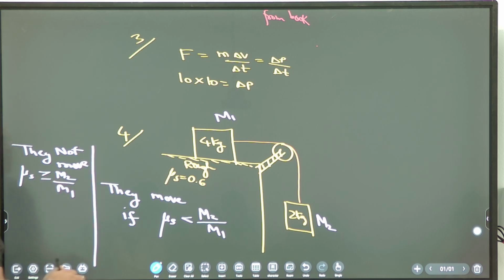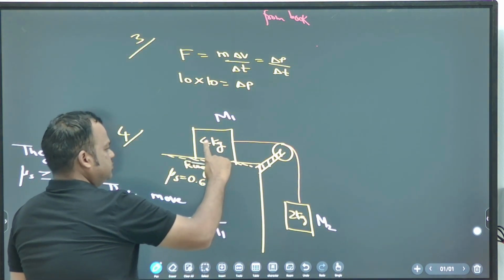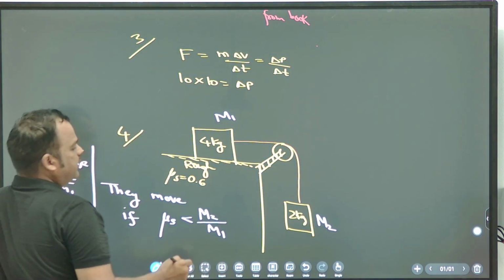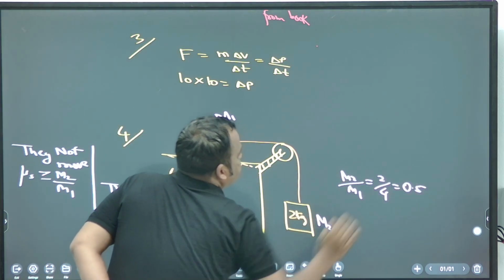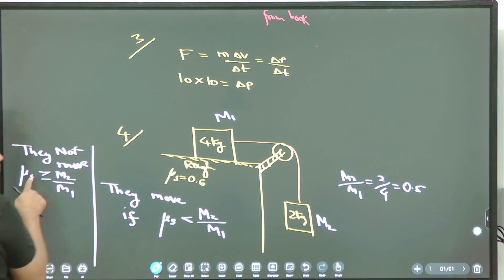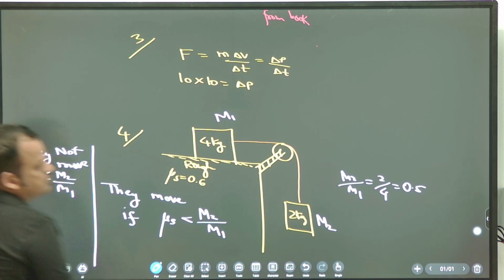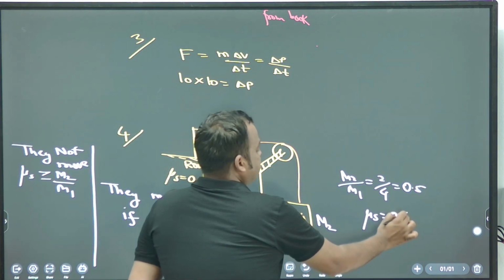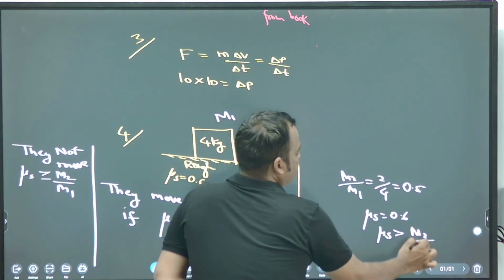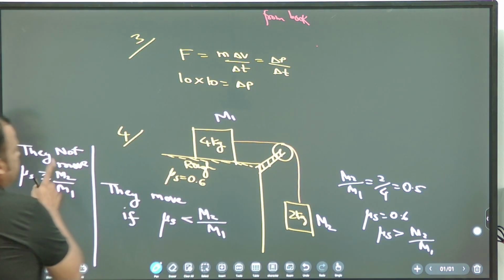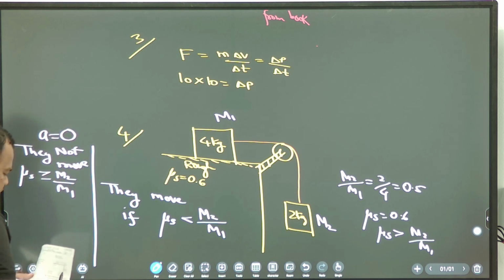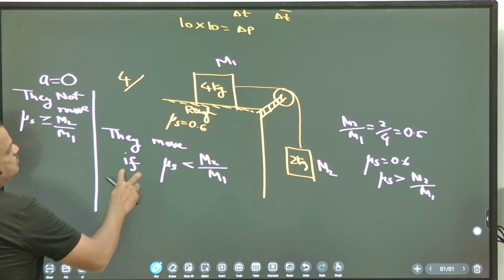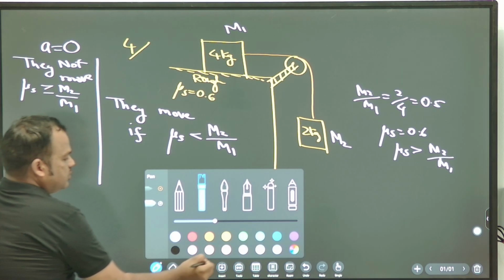Correct? So what is m2 by m1 here? 0.5. m2 by m1 is 2 by 4. So 0.5. So mu s is greater. Mu s is 0.6. Okay. So mu s is greater than m2 by m1. So they will move or they will not move. Not move. Not move means what is acceleration? 0. Note down.